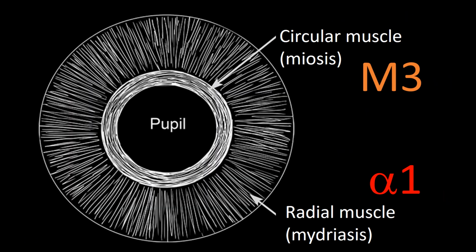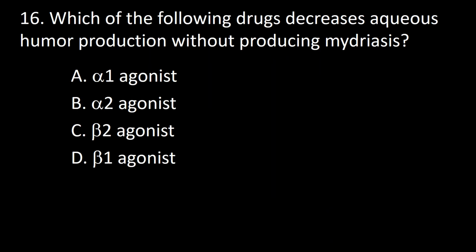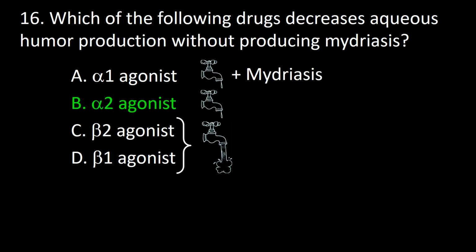The iris has a circular muscle which, upon contraction due to activation of muscarinic 3 receptors, produces miosis. The iris also has a radial muscle which, upon contraction due to stimulation of alpha-1 receptor, produces mydriasis. So the answer to this question is B.